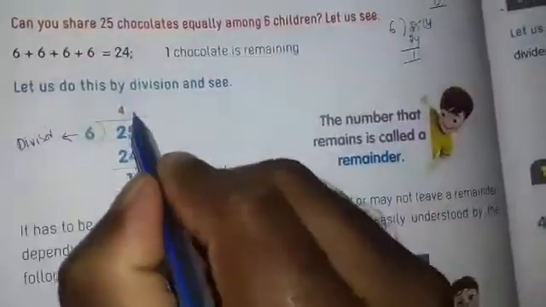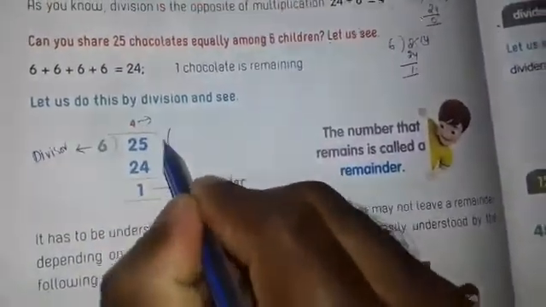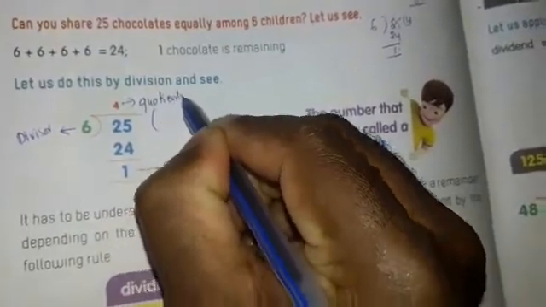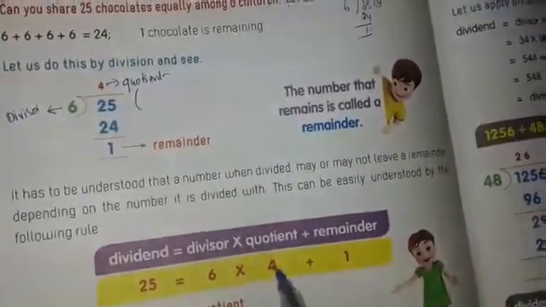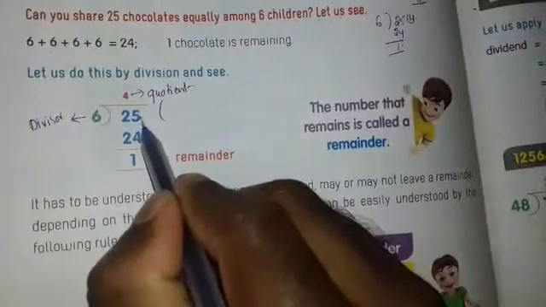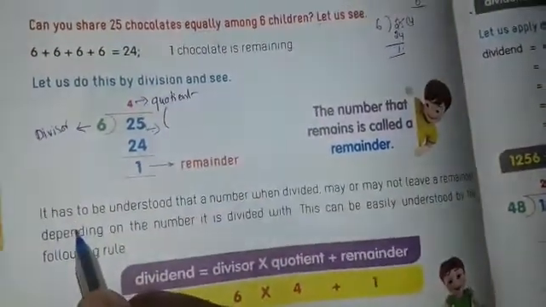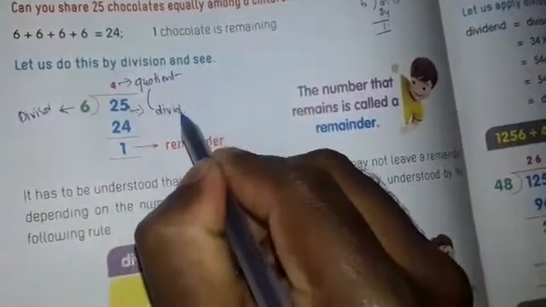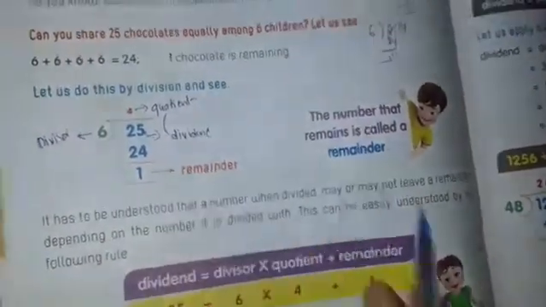And 4 is the quotient. This side is the quotient. And 25 is the first number. It is the dividend. And this is the remainder.